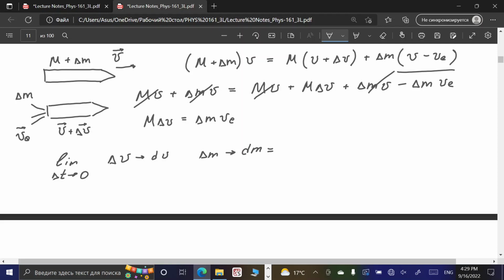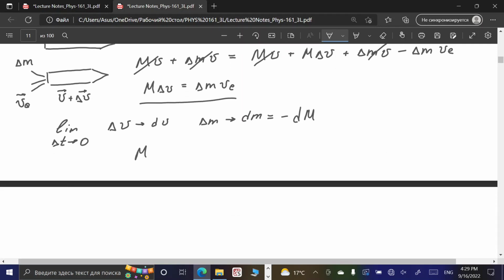That's the point when we have a system with a mass which changes over time. This gas is ejected and the total mass of the rocket decreases. So we can represent this d small m as minus d capital M. Minus stands for the reduction of the total mass of the rocket. Now, with all this, we can rewrite the previous equation. It will be capital M times dV equal to V exhaust times d small m, or minus V exhaust times d capital M.